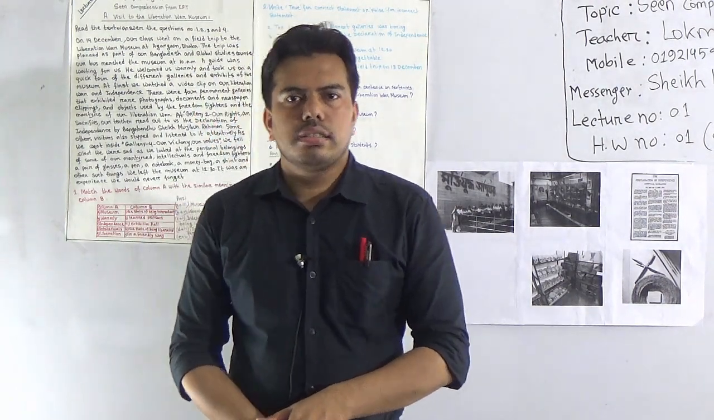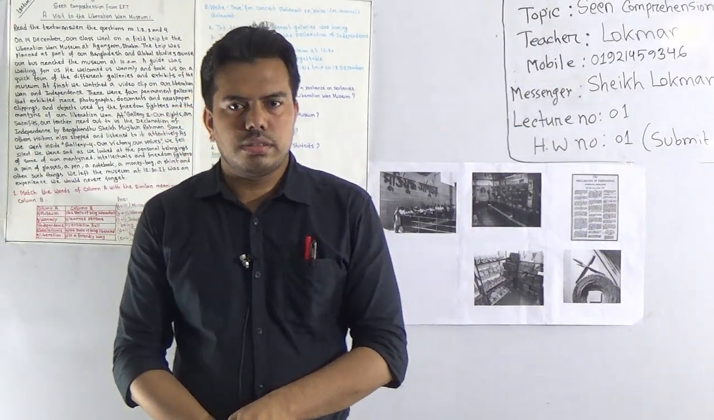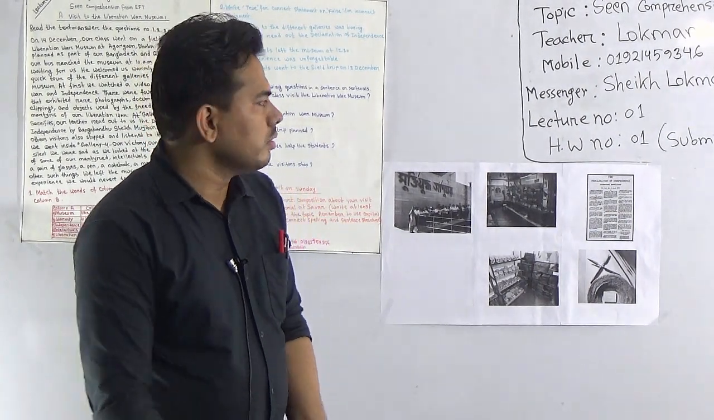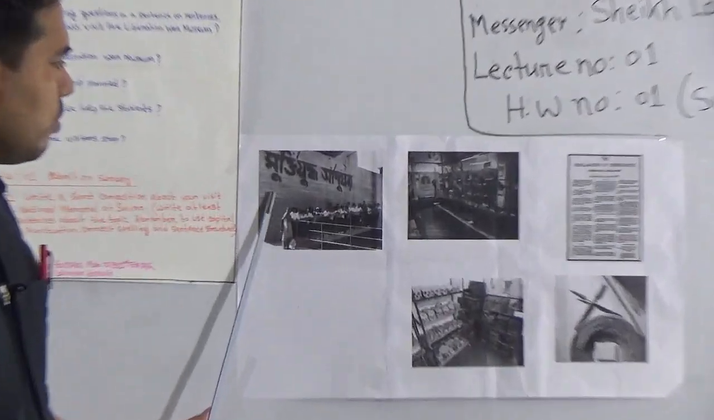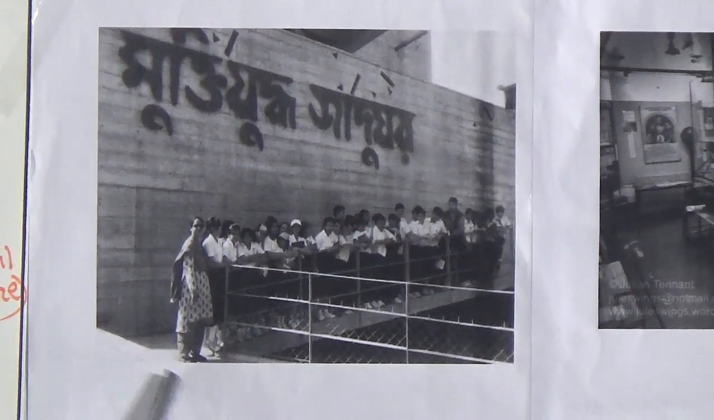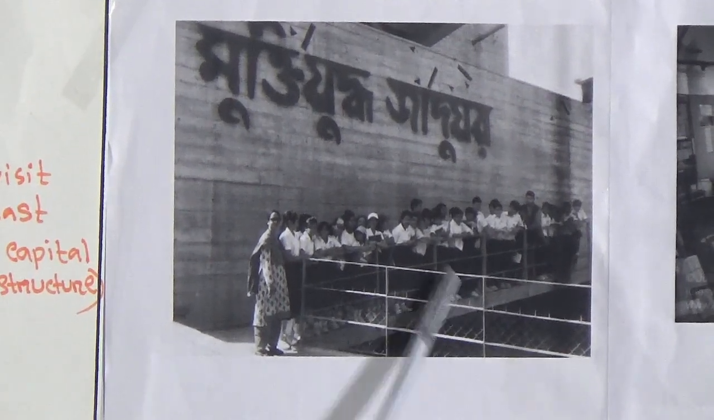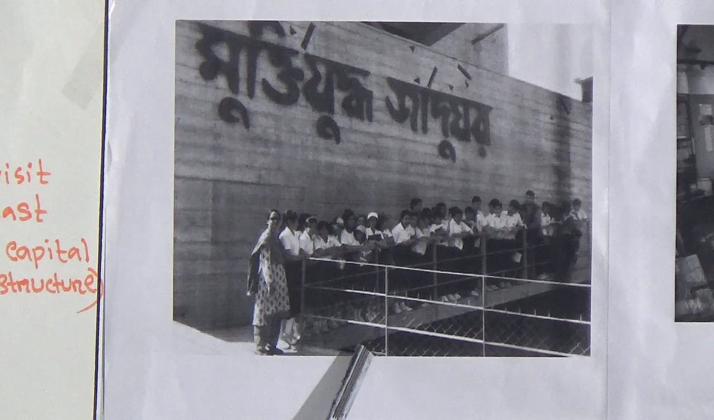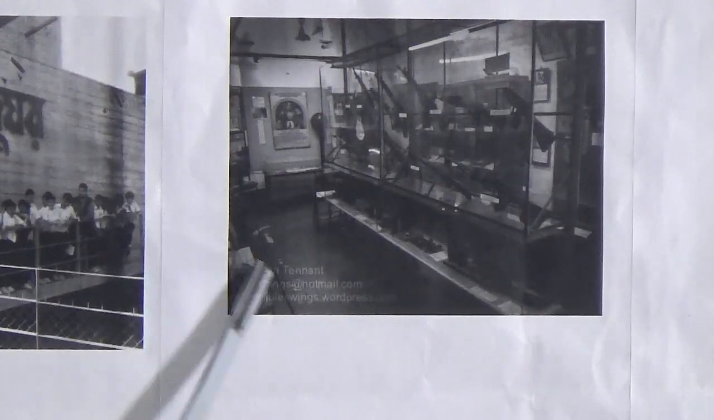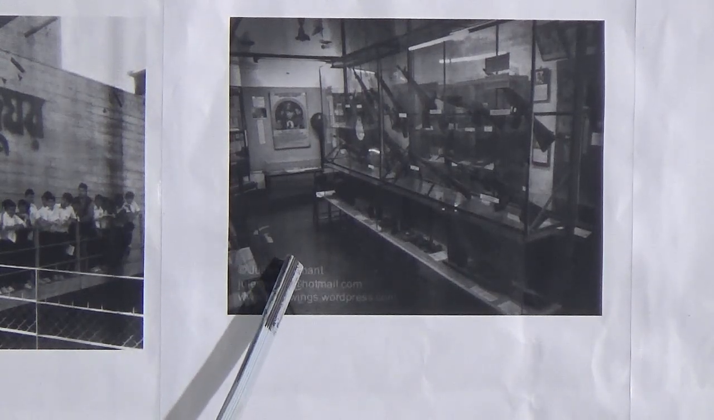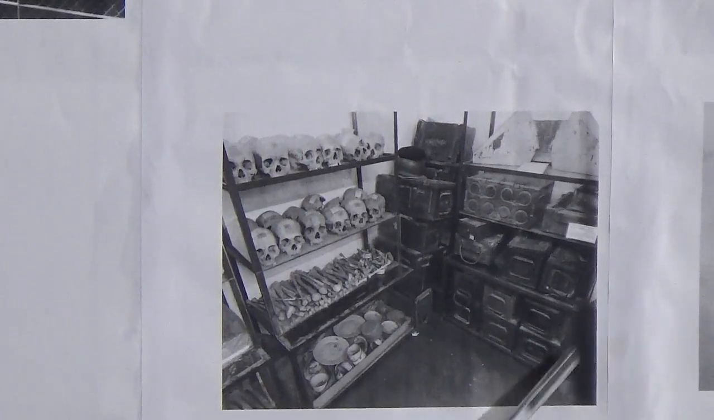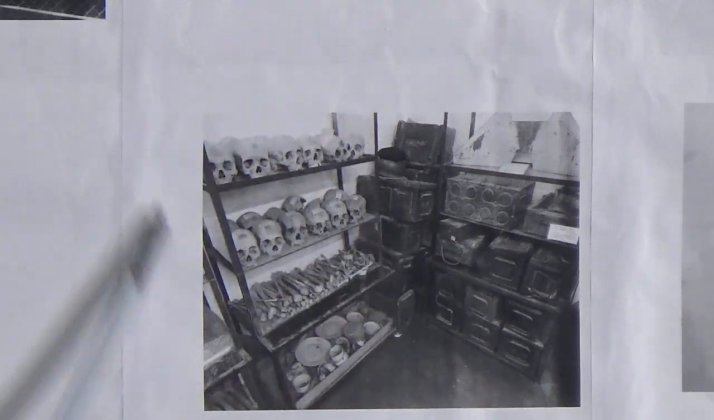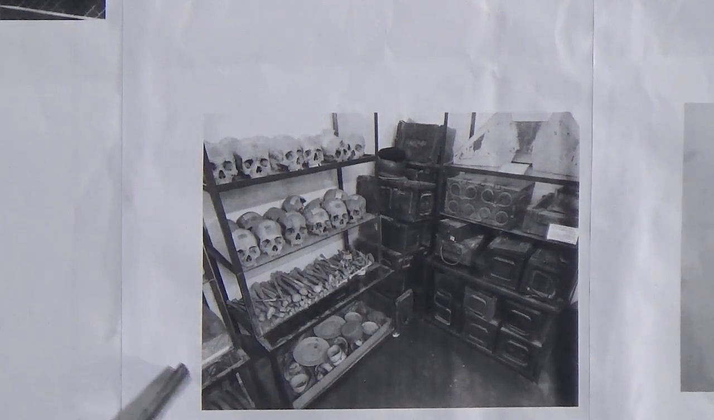Okay, let's see first the Liberation War Museum of Bangladesh. It's located at Dhaka Agargaon. In Bengali, it's called Mukti Juddho Jadughor. This is our Liberation War Museum, our today's discussion topic. You can see here some students made a visit. In the second picture, it shows some weapons used by freedom fighters. And here you can also see some relics and human skeletons of our freedom fighters. It has been preserved here.